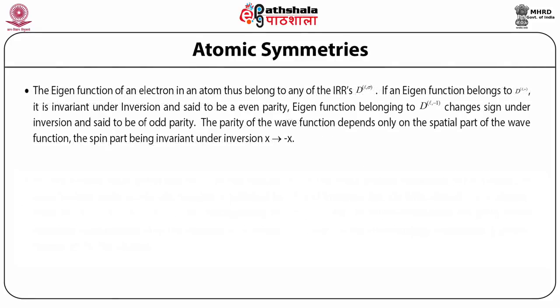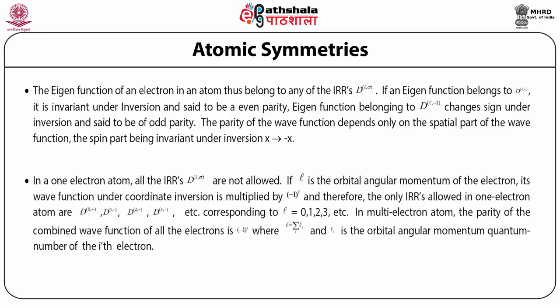The eigenfunctions of an electron in an atom thus belong to one of the irreducible representations DL sigma. If an eigenfunction belongs to DL plus, then it is invariant under inversion and is said to have even parity. Eigenfunctions belonging to DL minus change sign under inversion and are said to be of odd parity. The parity of the wave function depends only on the spatial part, the spin part being invariant under the inversion x going to minus x. Now, in a one electron atom, not all the irreducible representations DL sigma are allowed.